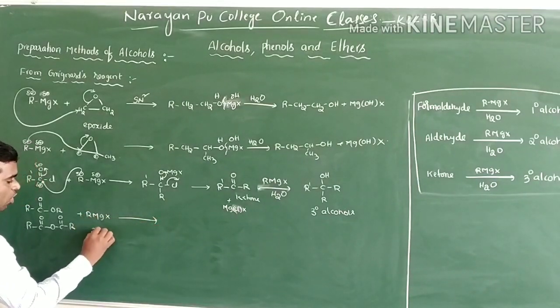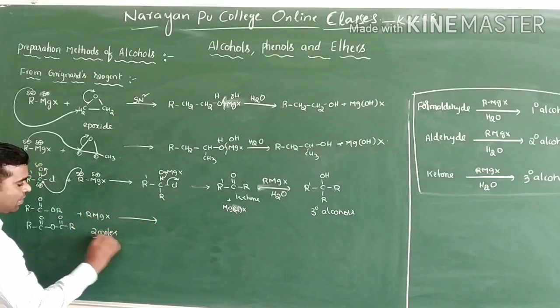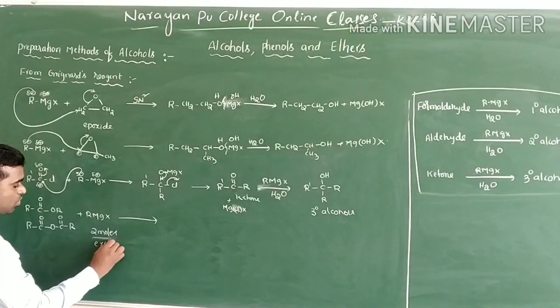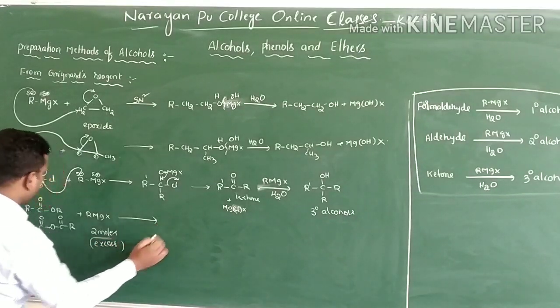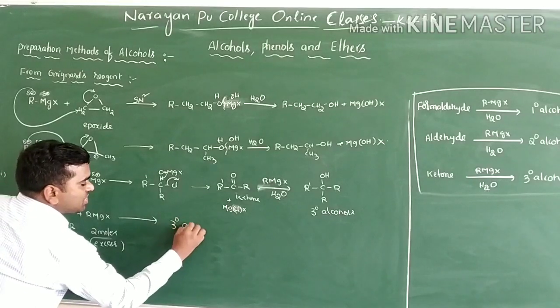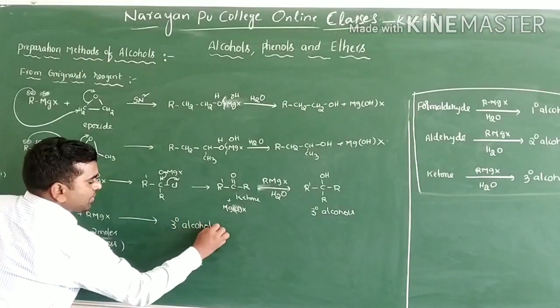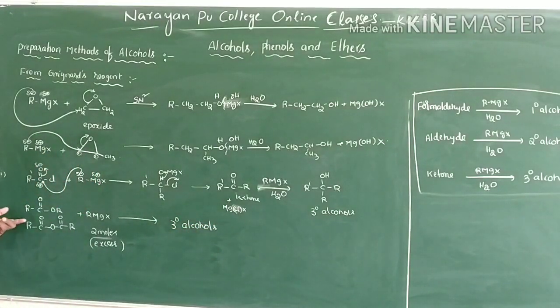Take the Grignard reagent, how many moles here? 2 moles, or we can say sometimes excess also. Excess. Then which alcohol will you get here? You will get the tertiary alcohols. One alkyl group is from the acid derivative, and 2 alkyl groups are from the Grignard reagent.